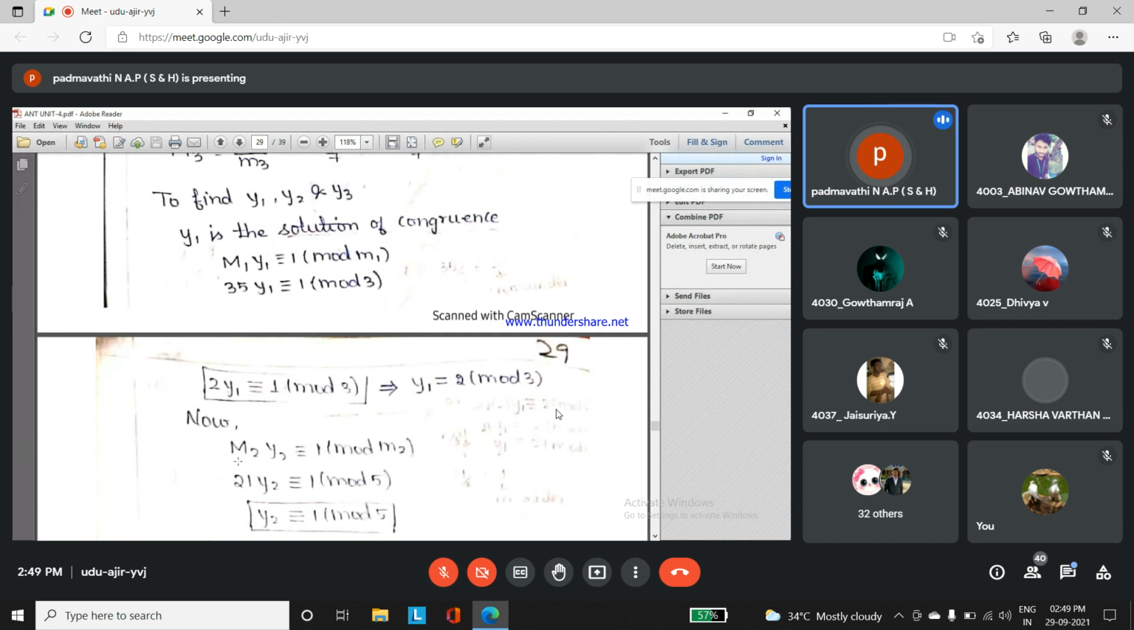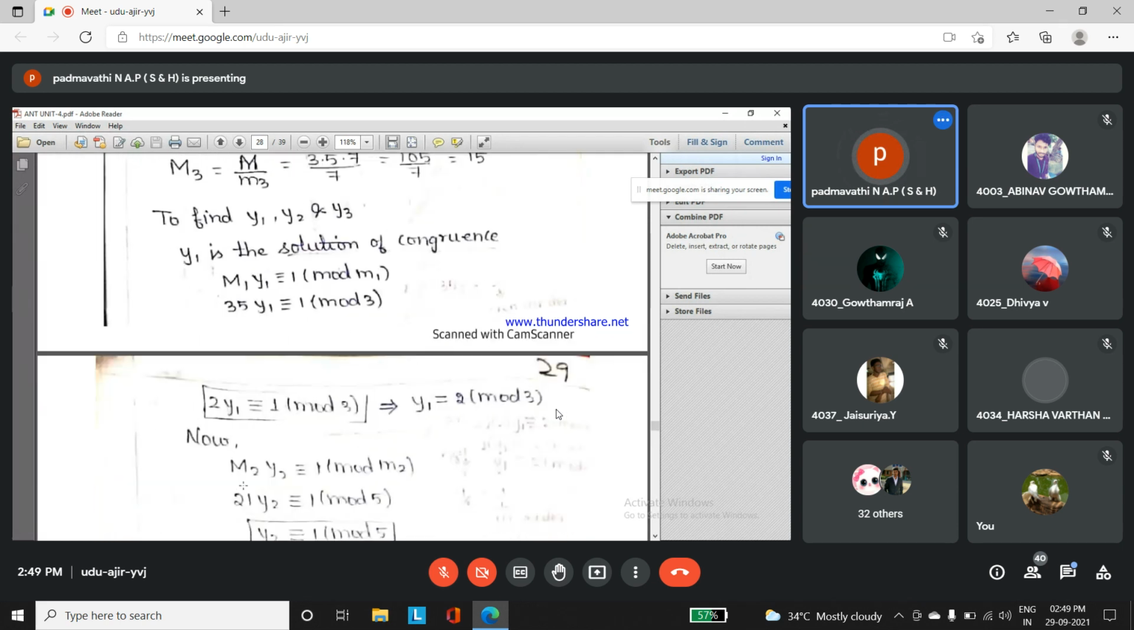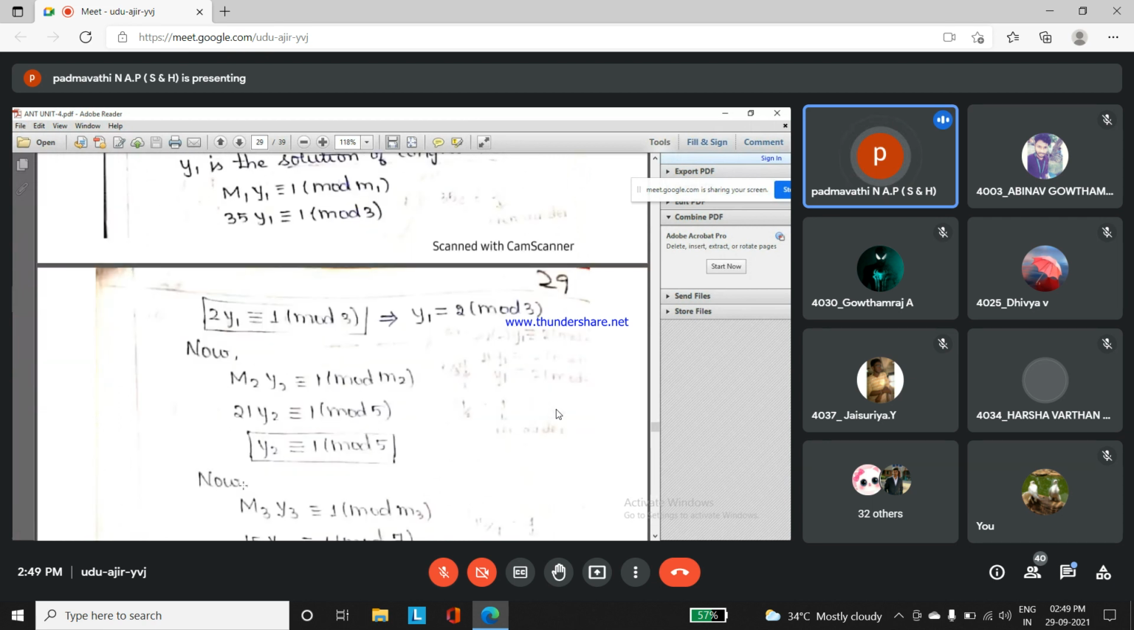Then next m2 into y2 congruent to 1 mod m2. m2 oda value enna? 21, okay. So 21 into y2 is congruent to 1 mod 5. அப்போ இது 21 ஐ 5 ஆல டிவைட் பண்ணோம், ரிமைண்டர் 1 வரணும்பா.